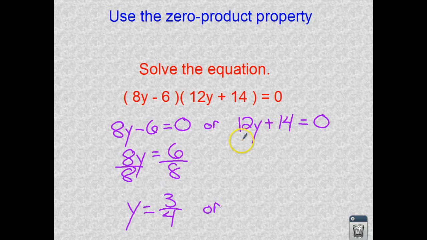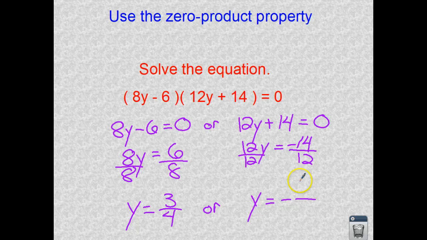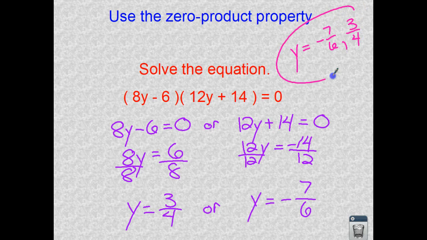Or subtract 14 from both sides. Divide both sides by your coefficient. And y is equal to the reduced fraction of, what do we have? 7/6, which is improper, and that's okay. So final answer would be y can be equal to -7/6 or 3/4. Final.